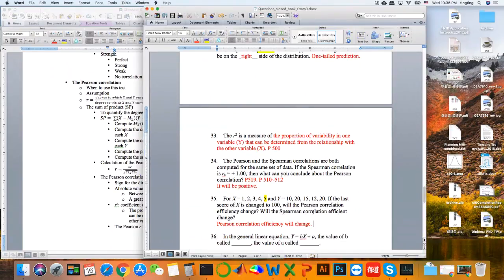However, the Spearman correlation just takes the rank into consideration. So even though we change the 5 to 100, it will still be on the 5th rank of the X, because we rank the data from the smallest to the highest. So its rank doesn't change. And then the Spearman correlation will not change.